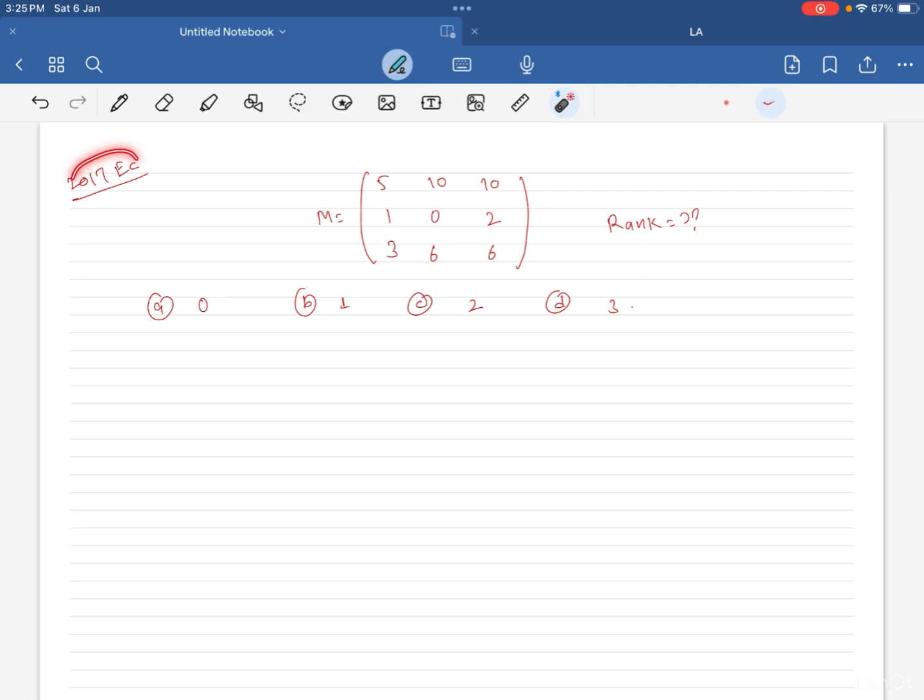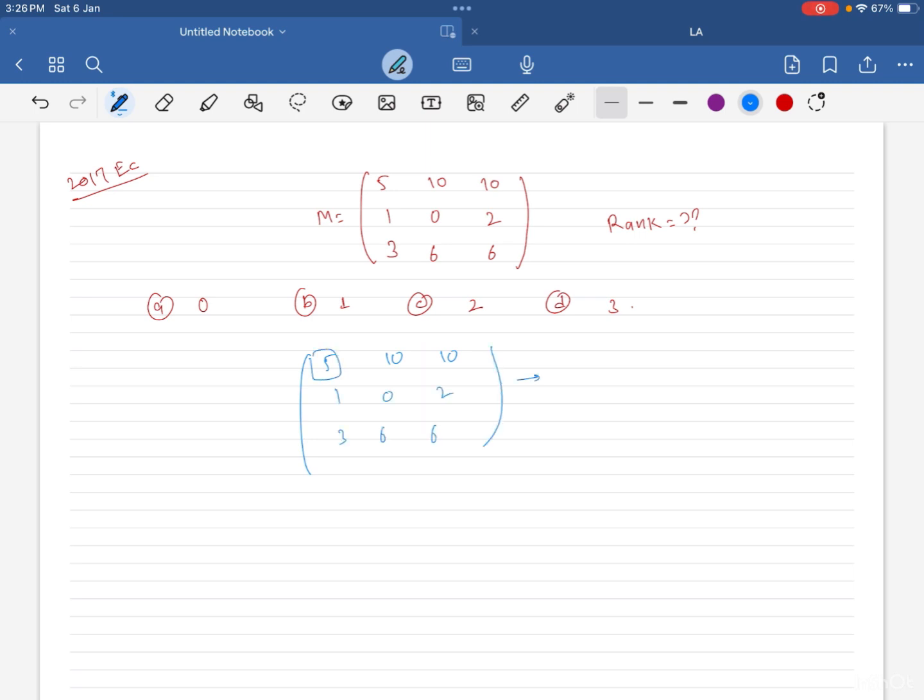This question is from EC 2017. We have been given this matrix M, and we have to find the rank of this matrix. What we can do is apply elimination and count the number of pivots, which will be the rank of the matrix. So let's do that. We have been given this matrix: 5, 10, 10, 1, 0, 2, and 3, 6, 6.